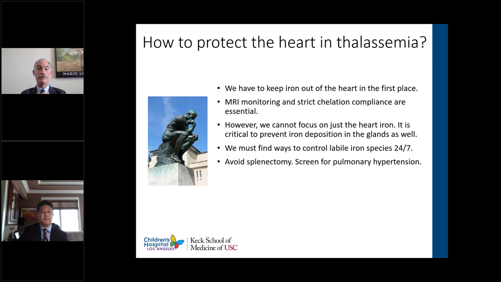For pulmonary hypertension, the key is eliminating splenectomy. Even if you have to reduce the spleen to a very small amount, a partial splenectomy is better than a complete splenectomy. And we can't forget about it, we have to keep screening. I do think some of the new medications that modify ineffective erythropoiesis may have therapeutic benefit in lessening the risk of pulmonary hypertension. That remains to be proven. That is only a hypothesis, but suppressing ineffective erythropoiesis will be beneficial.